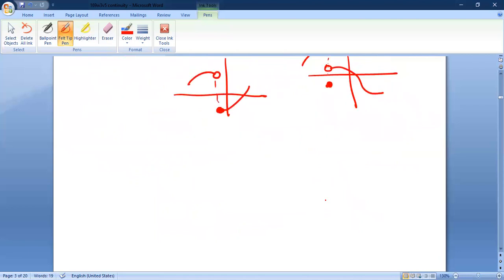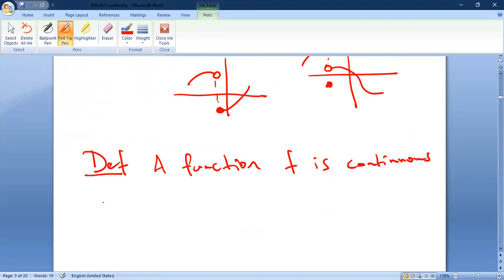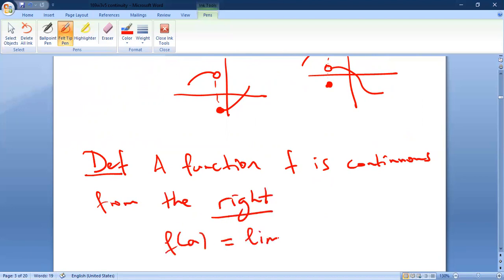There is also left continuity and right continuity. So let me write that definition as well. Sometimes we will deal with that too. For instance, functions like square root of x are going to be right continuous at 0. So a function f is continuous from the right if the definition is equal to the right limit.